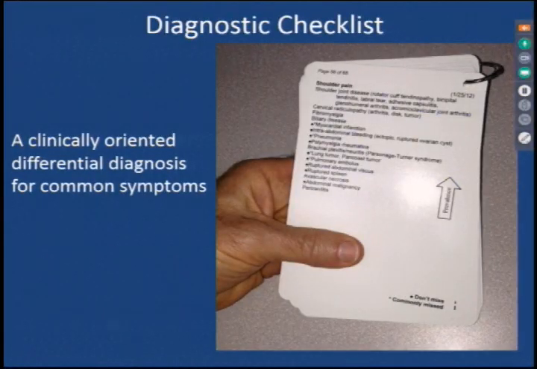In the last few years I was in practice, I started using a diagnostic checklist. I just started writing down a bunch of symptoms that commonly present in primary care, and the list is not infinite. There are about 70 that cover almost all patients that present with an acute undiagnosed problem in primary care. This one happens to be the shoulder pain checklist, which usually is from a musculoskeletal problem.